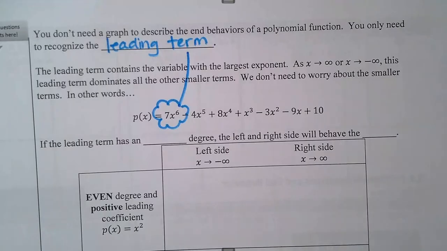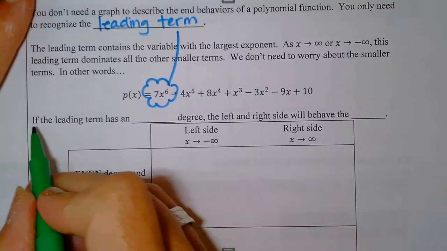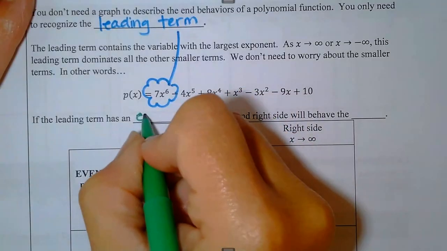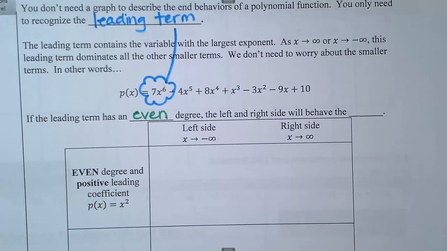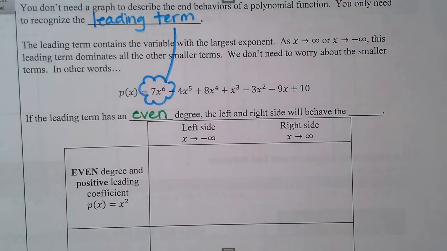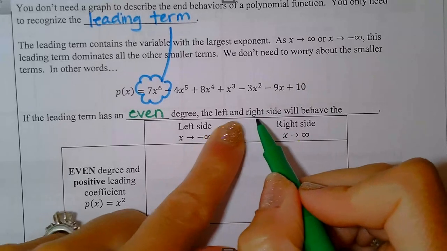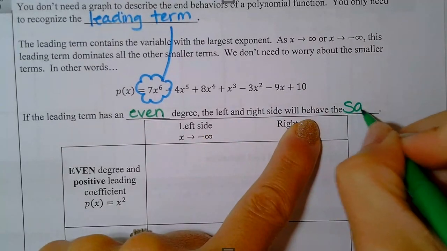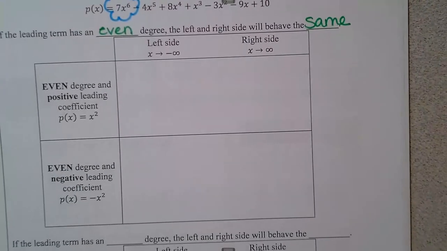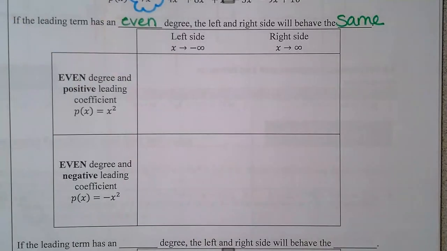It's going to be positive. Okay, if the leading term has a positive, even degree, the left and right side will behave the same. The left and right side will be the same. So when I was talking about 8 different choices, these are kind of the 8 different choices.